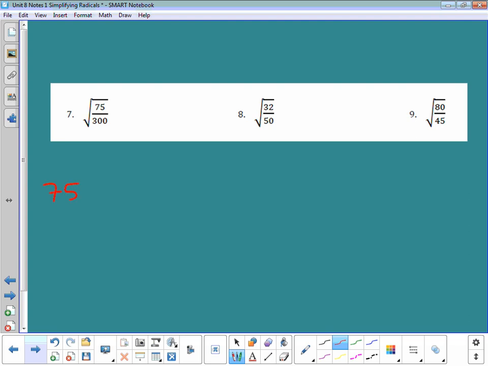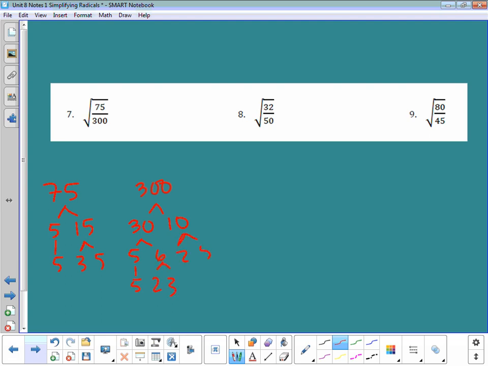So for 75, I'm going to break that down into 5 and 15. That's the same thing as 3 times 5. This 5 is going to come down alone. For 300, I'm going to break that down into 30 and 10. That 30 is, we could say, 5 and 6. 5 is 5, 6 is 2 and 3.